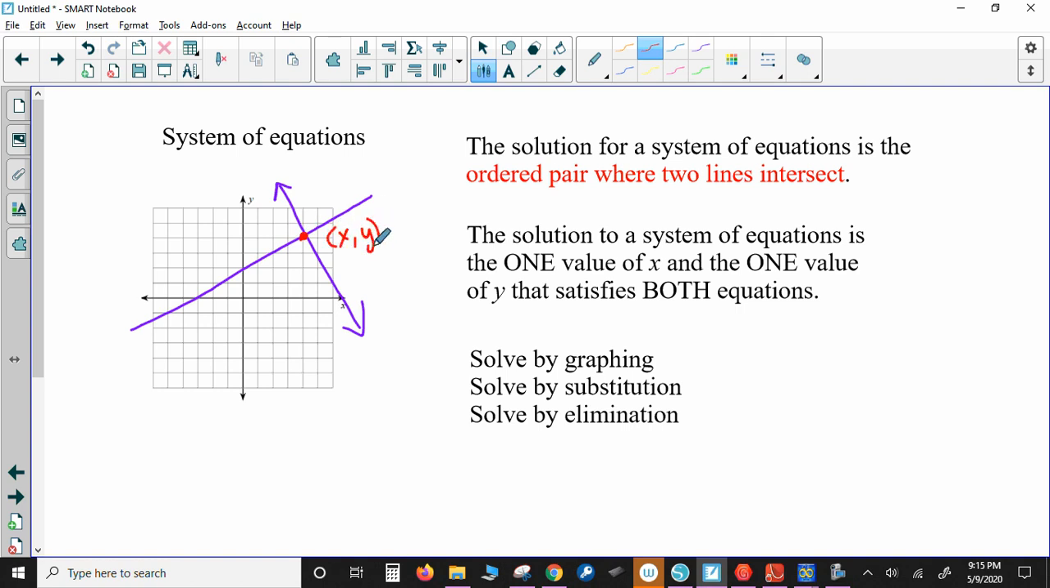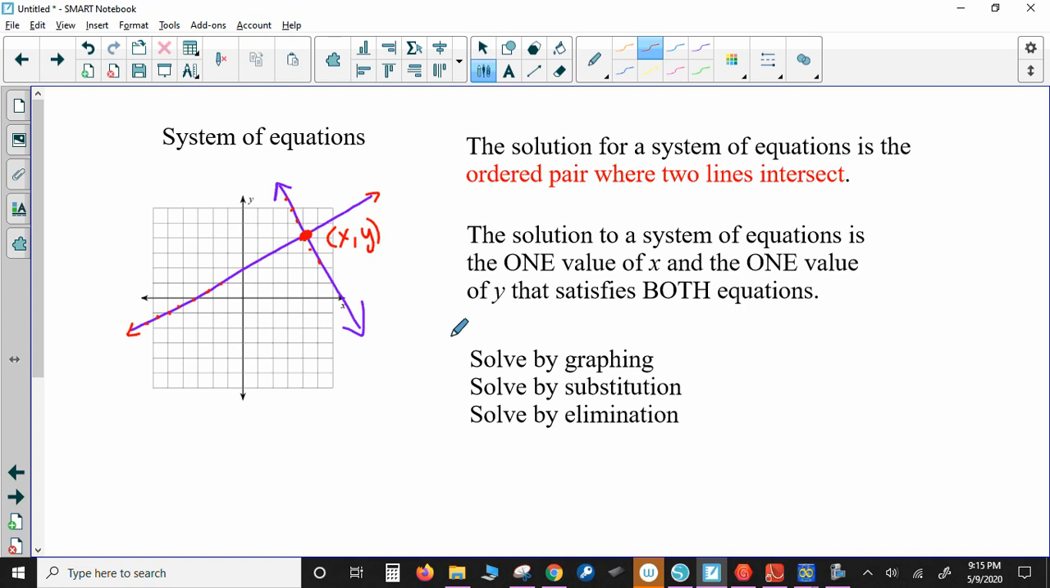The answer can be represented as an ordered pair. The solution to a system of equations is the one value of x and the one value of y that satisfies both equations. Now listen, this one line right here has all kinds of solutions to it. Every point on this line is a solution to that line. Every point on this line is a solution for that line, but this one right here, that is the solution for the system of equations. It's the one x, the one y that works for both equations.